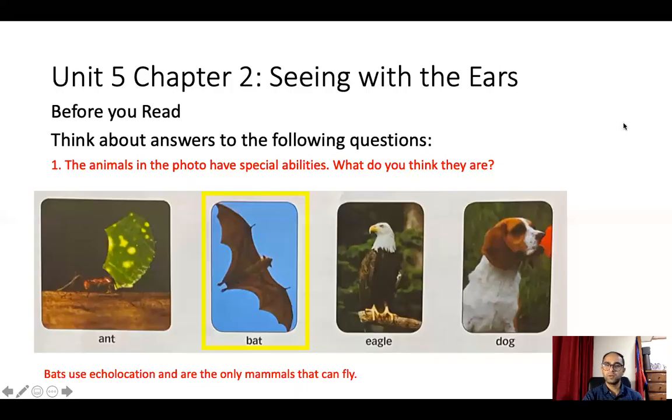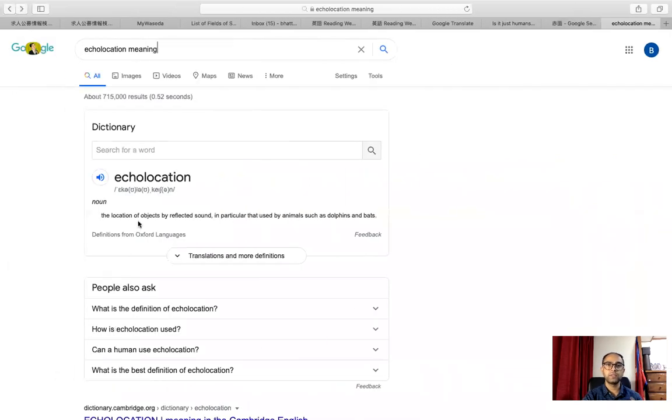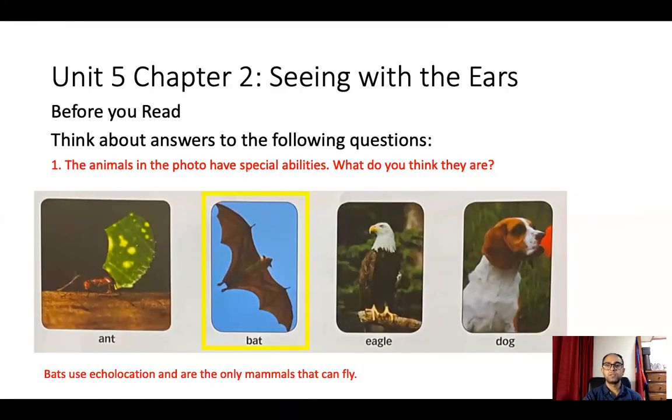So what's echolocation? Do you know echolocation? Echolocation is, I can quickly show you here, the location of objects by reflected sound, in particular that used by animals such as dolphins and bats. So they can track location based on sound. So maybe that's one meaning. Seeing with the ears means they can track the location by hearing the sound. Okay, that's a special ability bats have. How about the next one?